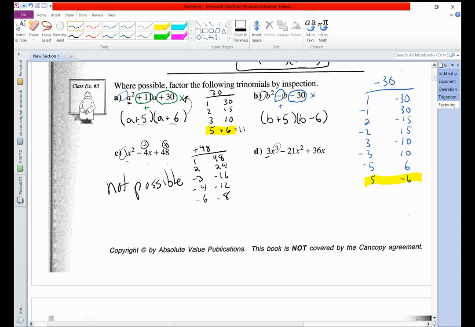Let me see if I can move this. Hang on. Quickly. Or just make it smaller.